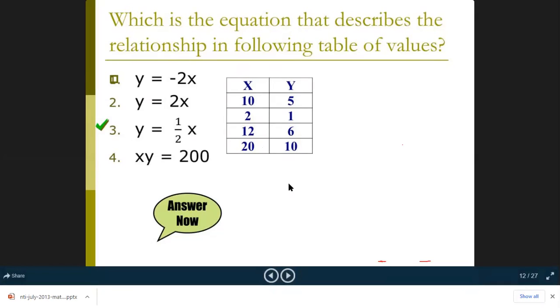K. Yes, in this case, we have to look for k. Even if you use only the first one, you will find the value of k, which is 5 over 10. It will be equal to what? It will be equal to half. And look for the variables, y and x. So which equation will be correct? y equal half x. Okay?